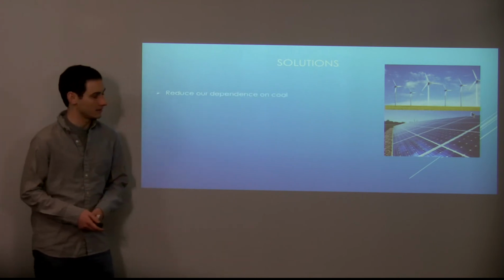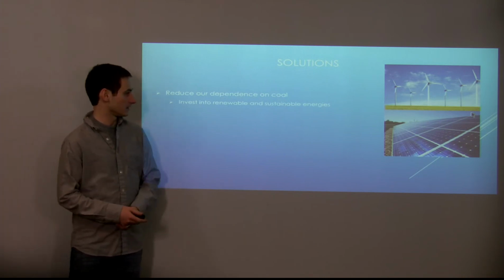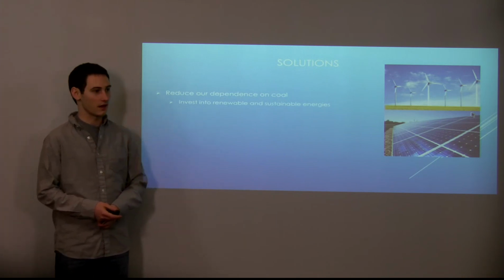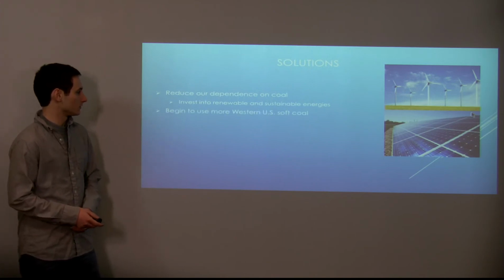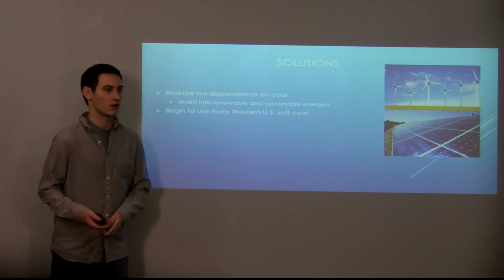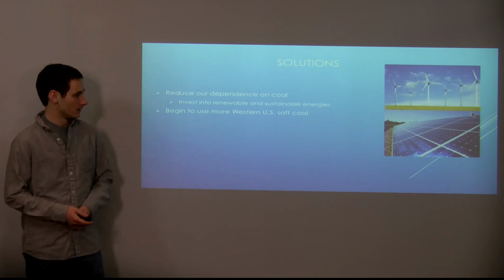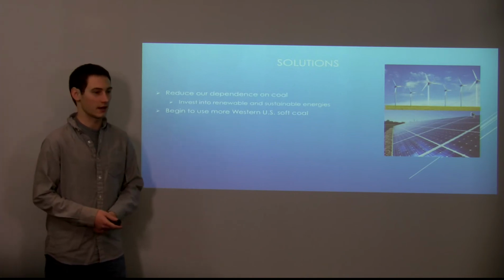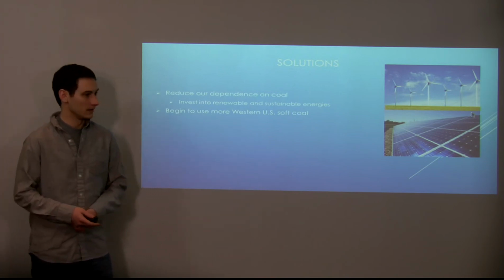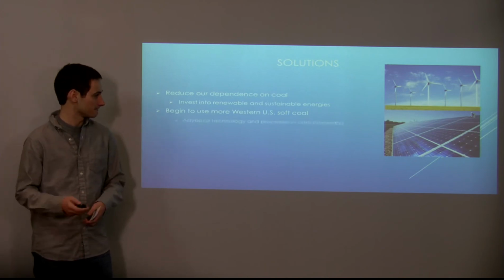We can reduce our dependence on coal, and how do we do that? Obviously, we steer away by investing in renewable and sustainable technologies. We can also begin to use the Western soft coal. Soft coal is basically coal that is lower in sulfur content compared to the coals of, say, West Virginia that have a much, much higher sulfur content. This will obviously reduce the emissions of sulfur oxides.